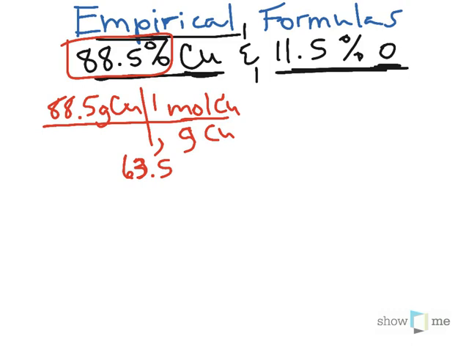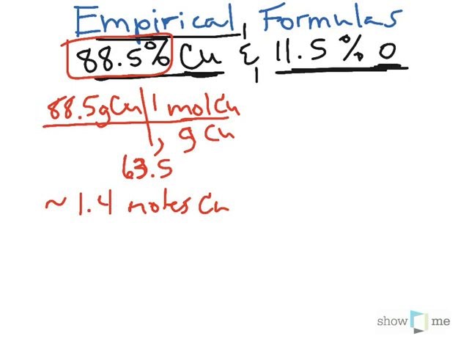It's what the weight of 1 mole is. So when I divide those, I get somewhere around the neighborhood of 1.4 moles of copper. Okay, now I just did a little bit of rounding. It's not perfect and it doesn't have to be. We're just getting kind of close here. Okay, so that's how much copper I've got.